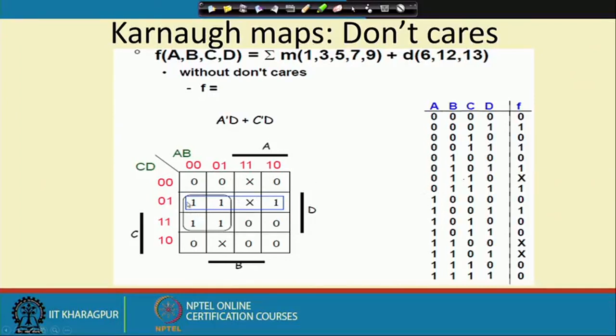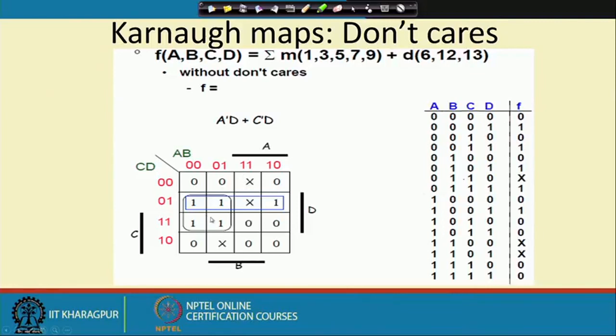Now, while making the groups, what do we do? This x is treated as 1, so I make a quad out of that. Similarly, these 4 are 1, so this quad will remain, but I can take this x as 1 and make a quad out of that. Similarly, this x is taken as 0, so that I do not have to do a covering.